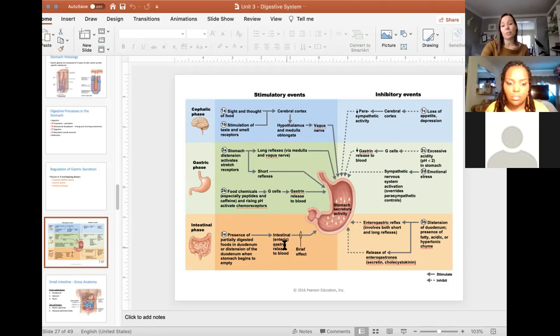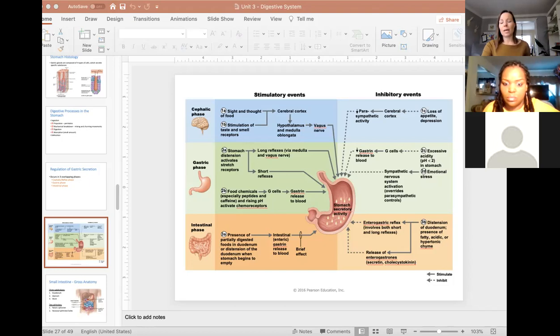And then the last phase is called, and I'll show you that on the PowerPoint right here, the intestinal phase. So in the intestinal phase, this is now when food is leaving the stomach and entering the intestines. It's going into the small intestine. Okay. So at this point, you basically have things that are going to stop gastric secretion, and then you'll want to turn on the secretions in the small intestine. Now that food has left the stomach, you don't need to continue secreting chemicals and enzymes in the stomach because there's no food there anymore.